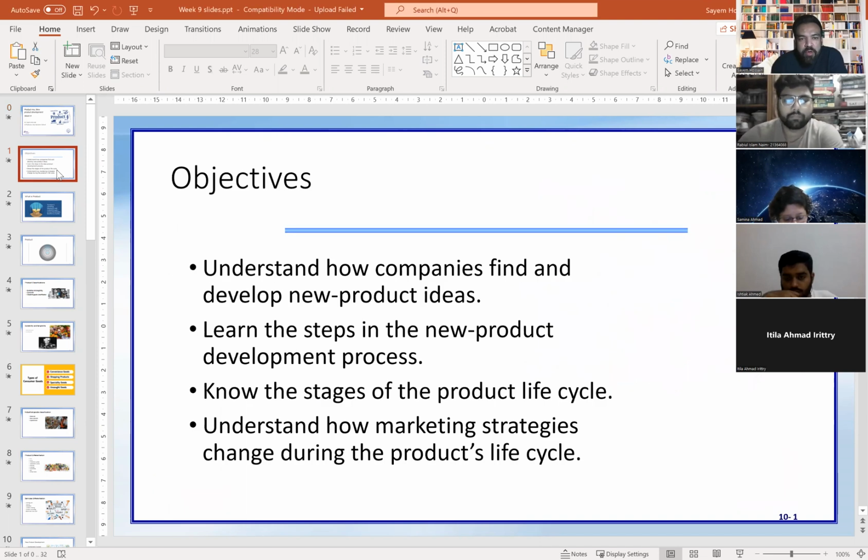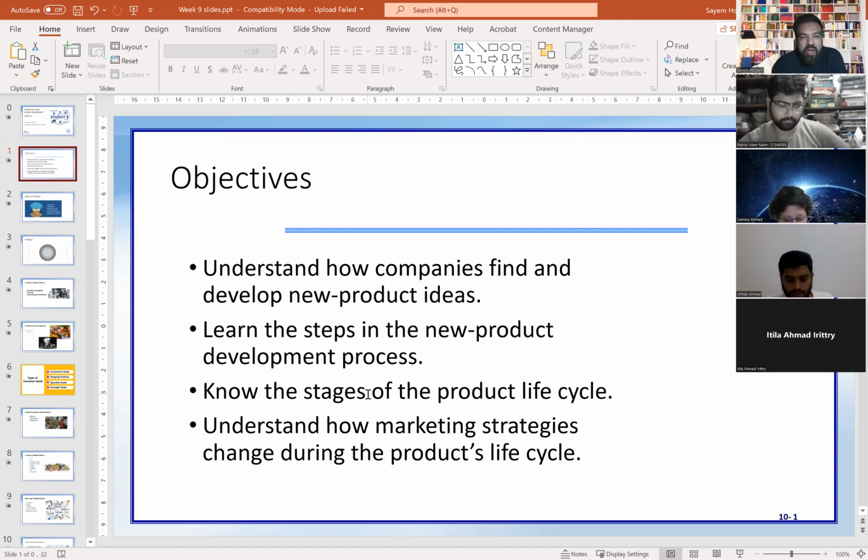So here are some of our objectives. We'll try to understand how companies find and develop new product ideas. We'll try to learn the steps in new product development. We'll know the concept of product life cycle, and we'll also know some of the marketing strategies during the product's life cycle.